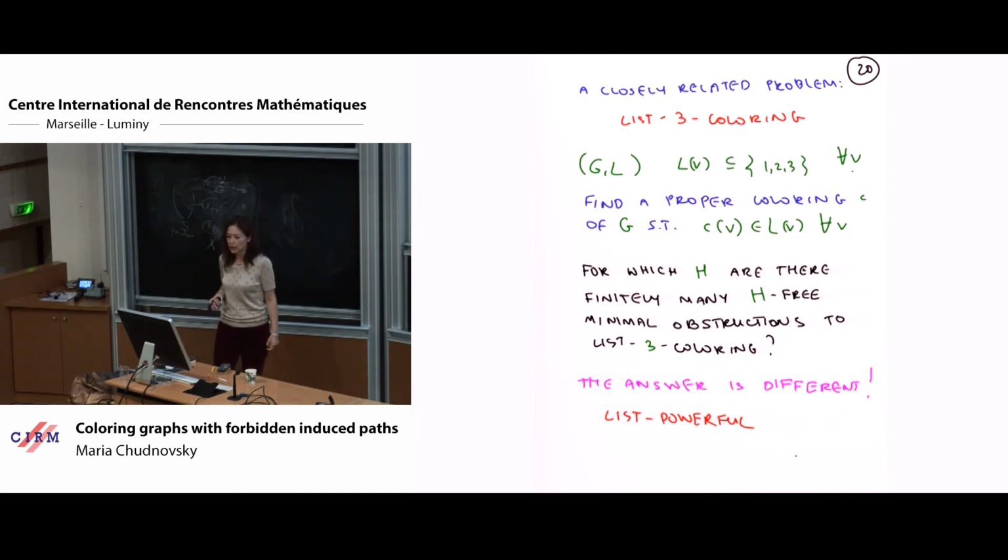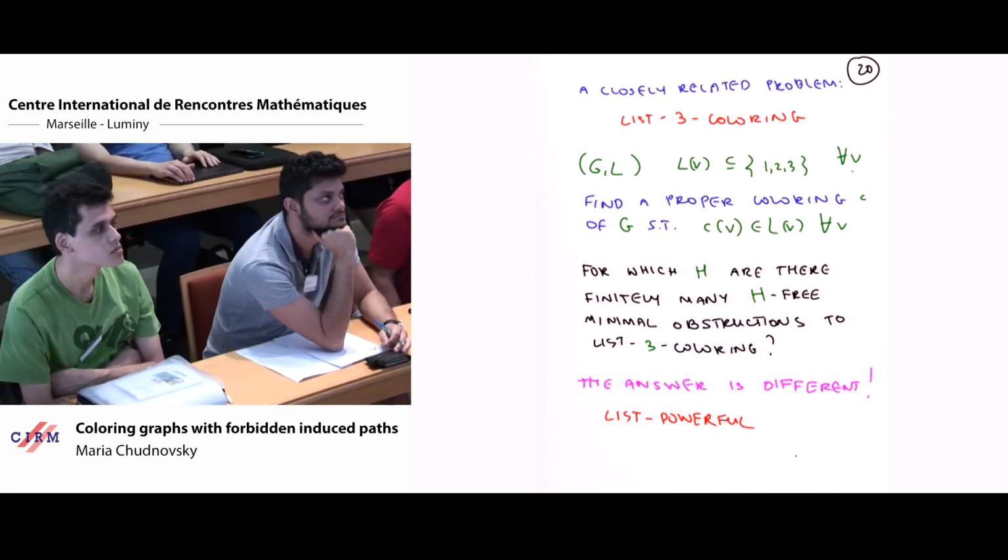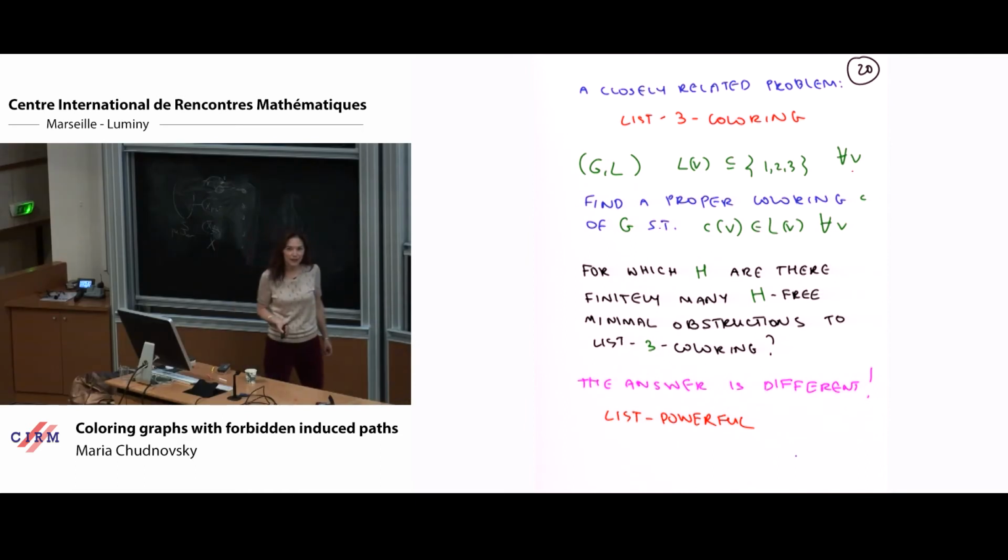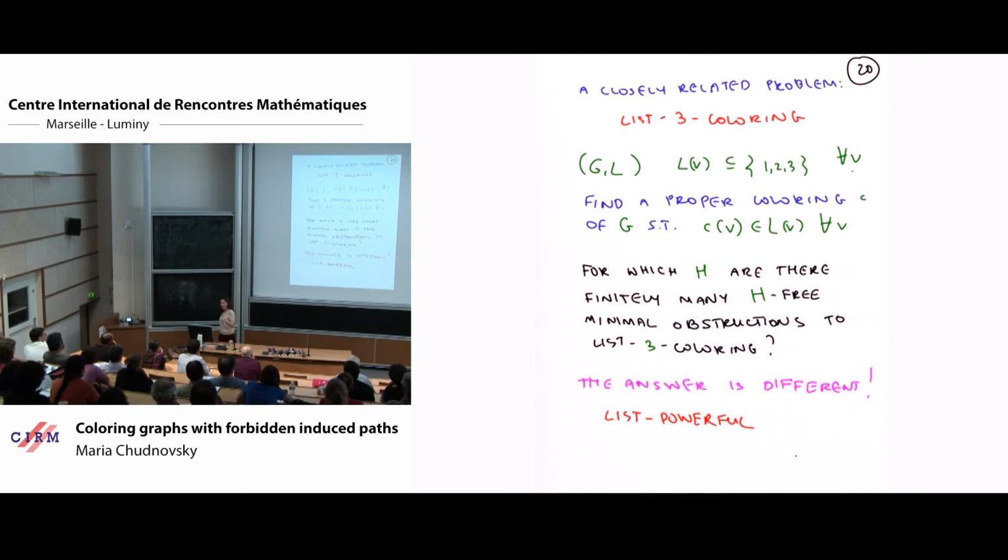Okay, so H is least powerful if there are finitely many H-free minimal abstractions to least 3 colorings. Least 3 colorings means lists are subsets of {1, 2, 3}. And so we can figure that out too. And it's different. Remember when I started, I said we know that 4-coloring P6-free graphs is NP-complete, but we don't know what the answer is for pre-coloring extensions. It's the same kind of issue.